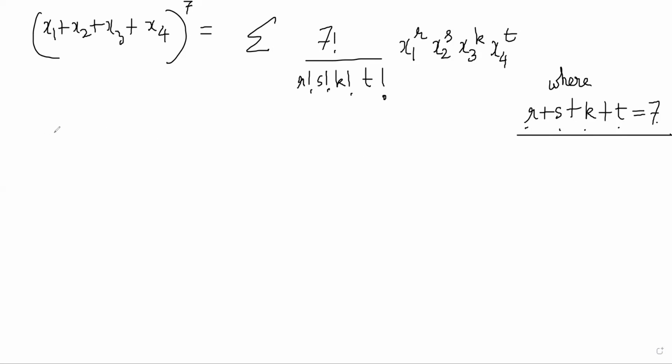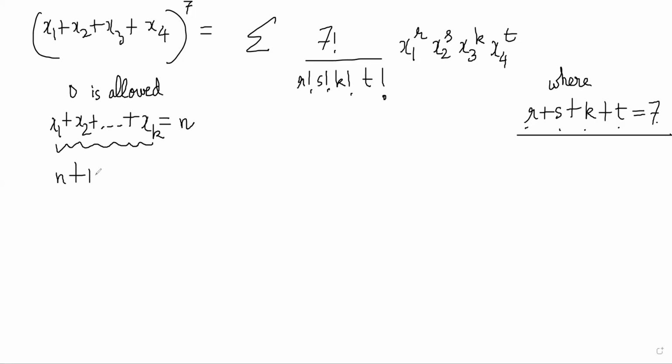So for that you need to remember that whenever we have x1 plus x2 plus up to xk equal to n, and there are k variables here and zeros are allowed, it can be 0, then the number of answers for this equation is n plus k minus 1 c k minus 1.